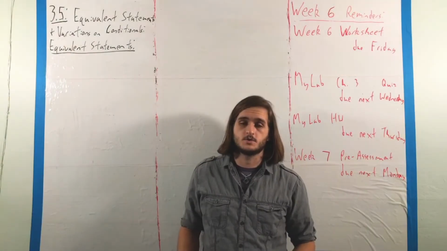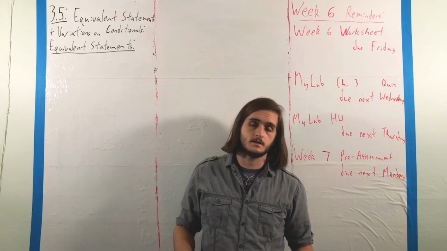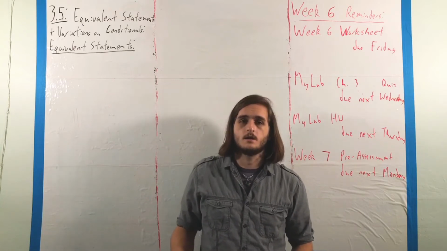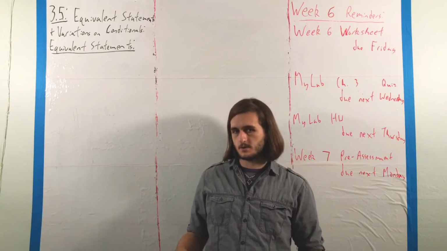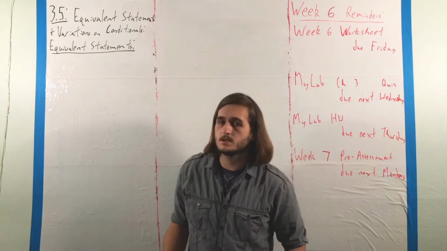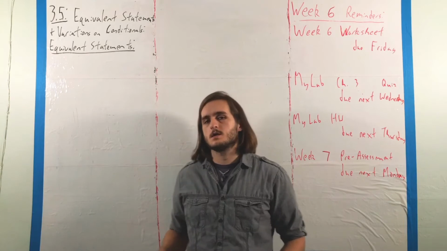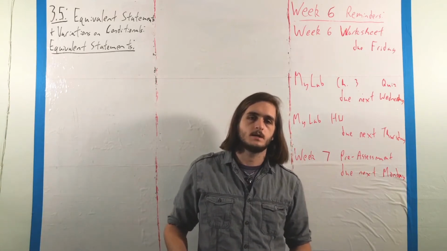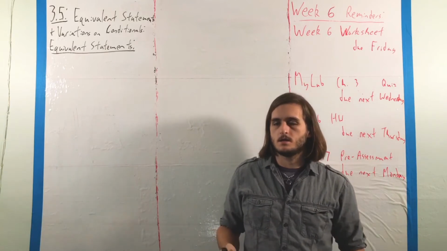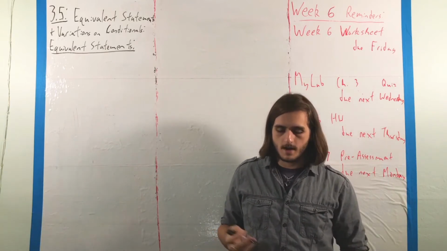Now we're going to move on into section 3.5, where we talk about the ideas of equivalent statements and ways that we can change conditional statements. First, we're going to look at the idea of equivalency between statements, where what we're doing is seeing how we can adjust the wording of a statement, but maintain the truth value of it.